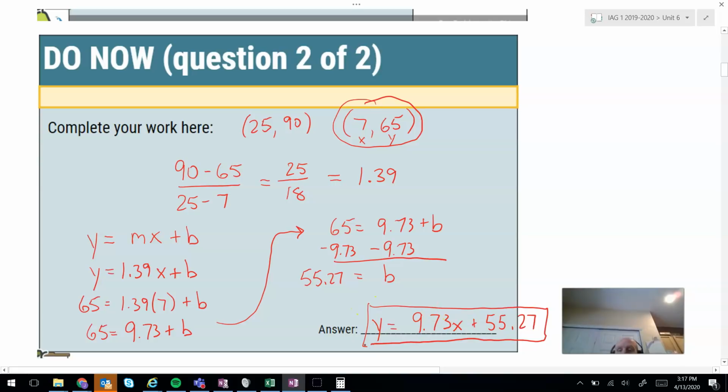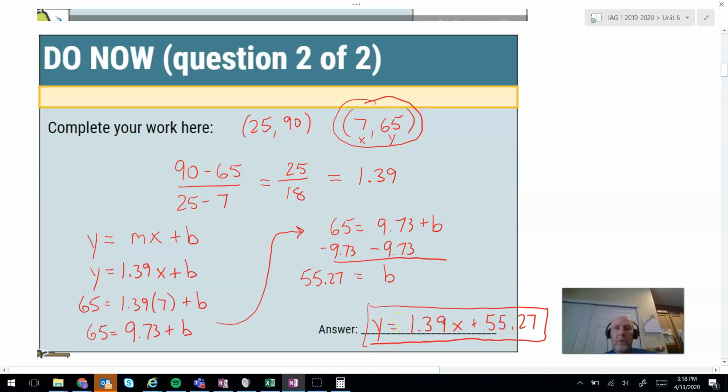If you struggled on that one, that might be something you want to see your teacher for in office hours. This is a skill you definitely need to be able to take with you to 10th grade as you get ready to go on to the next year, 10th grade or 11th grade, depending on where you're at right now. Okay, and I have made one more mistake. Man, I'm a little rusty here. The slope was not 9.73. That was just a number we had used. The slope was 1.39.